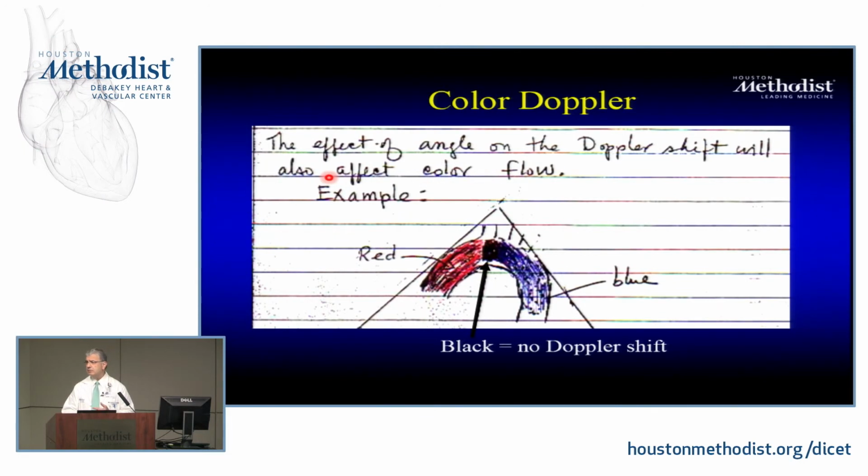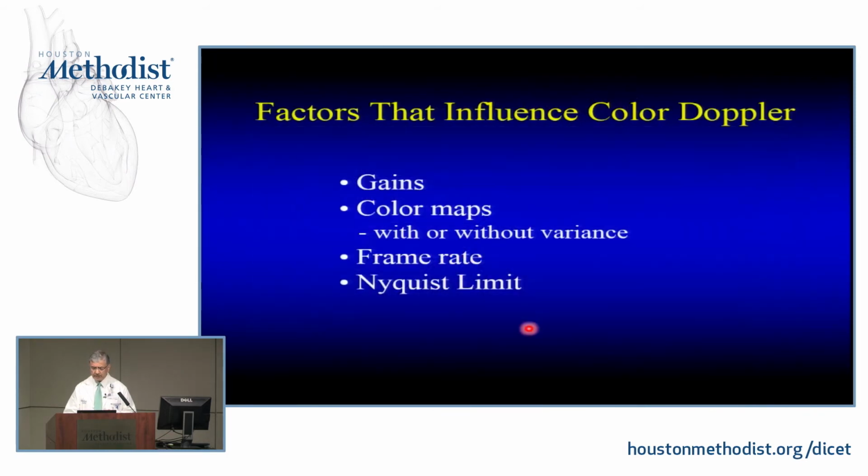Notice one thing also, that if you have a change in direction, you'll have an area of black. That's how you differentiate aliasing, pure aliasing, from change in direction. Why? Because here things are coming towards me, right, in the ascending aorta, so they're a reddish color. I'm perpendicular now, so there's a black zone because there's no Doppler shift, and then going away from me, it's blue.